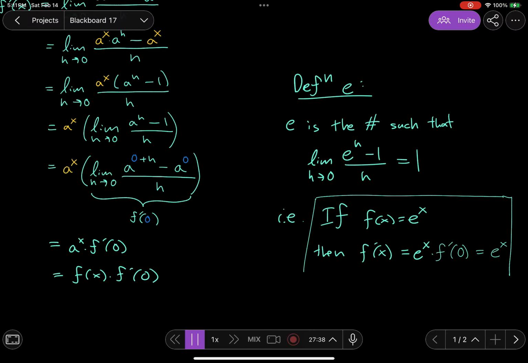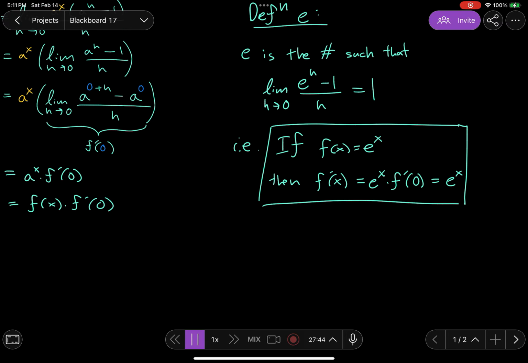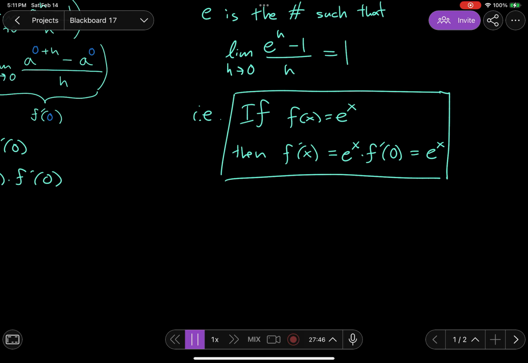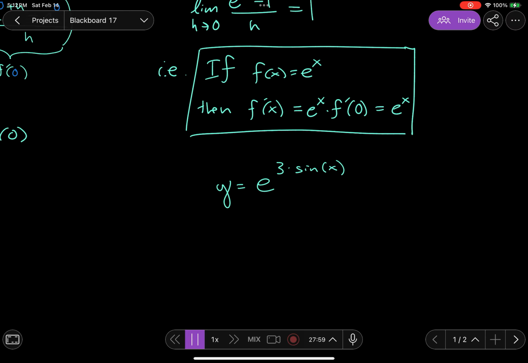E to the x is a very special function. It is its own derivative. And that shows up all of the time. So to see this in an application, let's suppose I had y is equal to e to the power of 3 times sine of x. This is a chain rule problem.